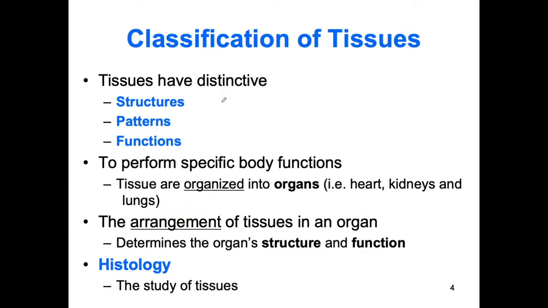Each of these classifications of tissues has a distinct structure and function, right? Structure and pattern basically mean the same thing, and then function. So structure determines function. And tissues are organized into organs, like the heart, the kidneys and the lungs. The arrangements of tissues in an organ are going to determine the organ's structure and function. When we study tissues, we call that histology. Remember, when we studied cells, it was cytology. When we studied tissues, histology.